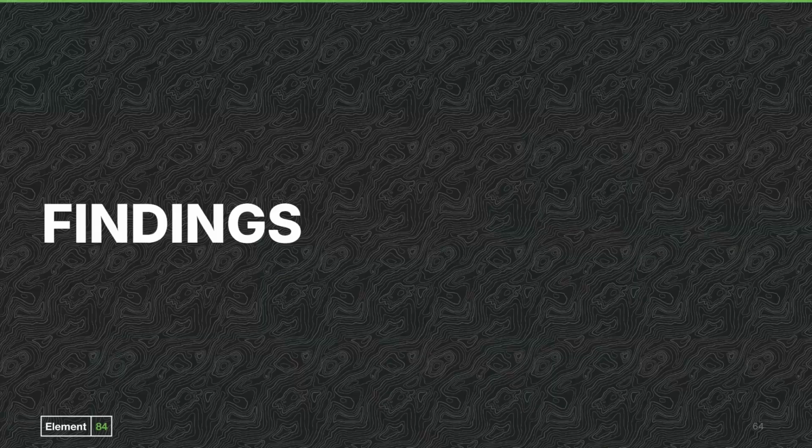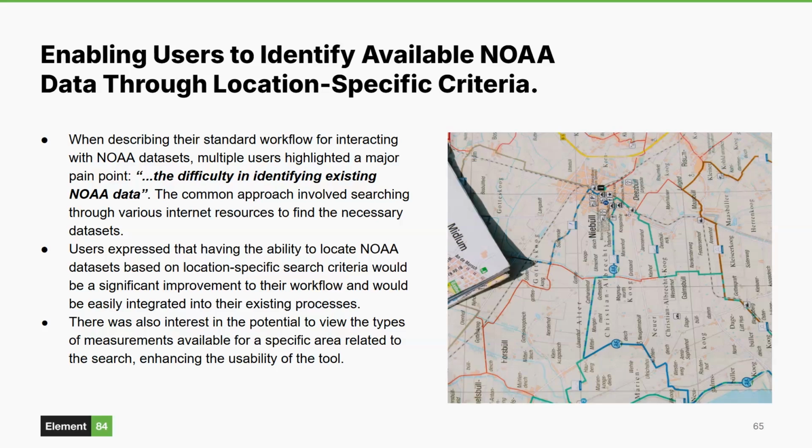So we conducted our research, we went through, and we had a couple of key takeaways and findings from our research. Our key findings were people want us to enable users to identify available NOAA data sets through location-specific criteria. Through our research, we identified that a lot of people are just going to Google to search for these tools and what they're using. Or they already have a data set that they're so familiar with, they just look to that for everything.